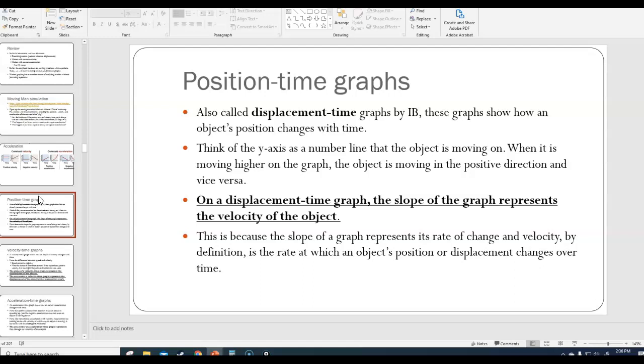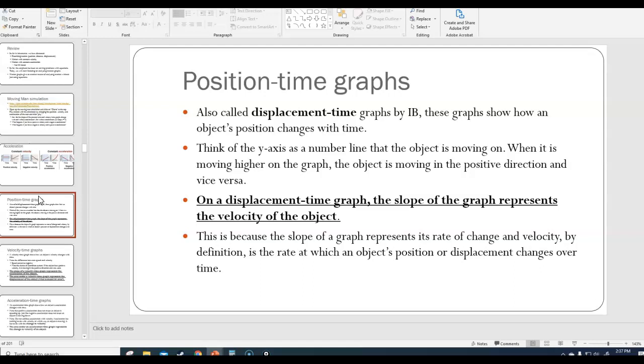And the reason for that is you should have learned in math that when you look at slope on a graph, slope basically indicates rate of change. Velocity by definition is the rate at which an object's displacement changes over time. And so if you connect those two concepts, it should make sense that on a displacement time graph, the slope represents the velocity. Okay, so if you needed to figure out what the velocity of an object is given a displacement time graph, you would just go to that time and find the slope at that point on the graph.